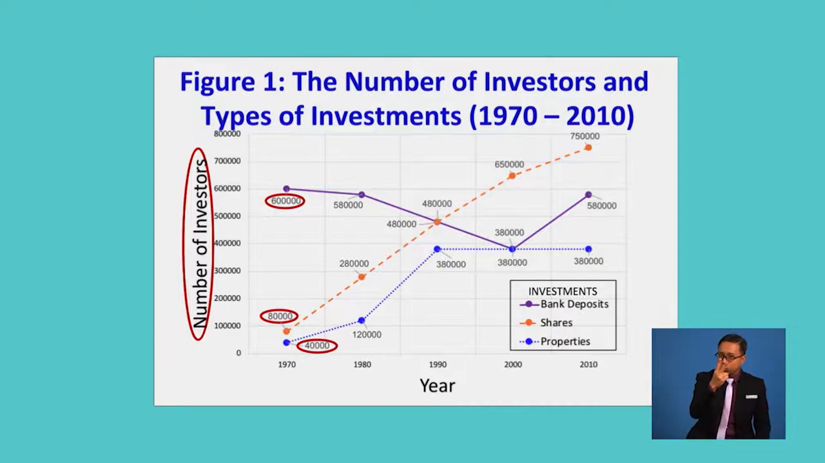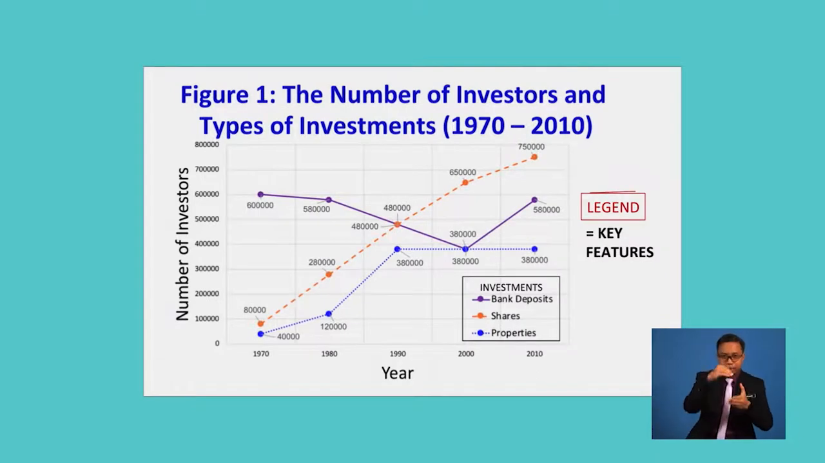Let's look at the trend in 1970. We can see 3 different figures. The figures are also known as data. 40,000, 60,000, and 800,000. What do these numbers represent? These numbers represent the number of investors. Not only that, do you see 3 different colors for each line in the graph? The purple line, the orange line, and the blue one. What are those? By referring to the legend indicated in figure 1, the purple line represents bank deposits, the orange line represents shares, whereas the blue one represents properties.